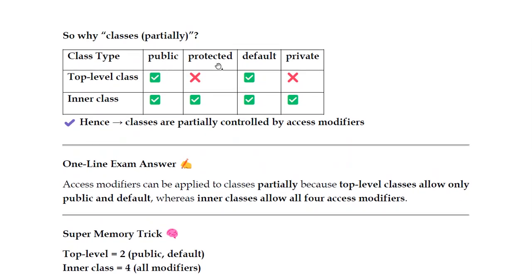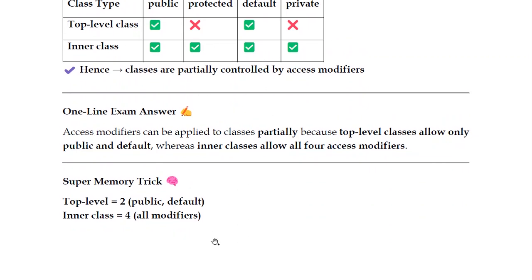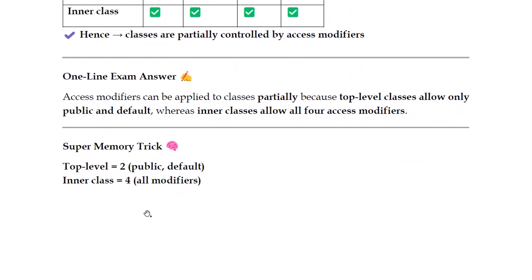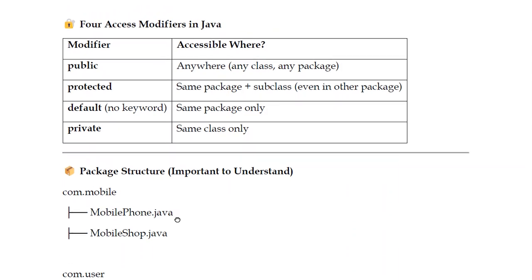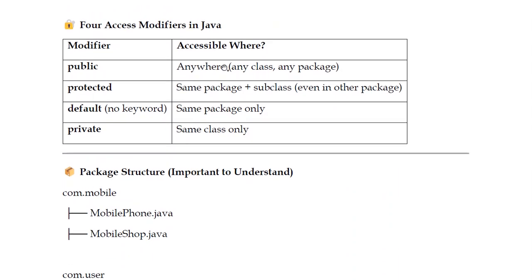Top level classes means public and default are supported. Inner classes means four access modifiers are supported. So top level: two, inner class: four access modifiers. This is the key point. Four access modifiers in Java: public, protected, default (if I'm not giving any keyword, that is by default called the default access modifier in Java), and the fourth one, private.